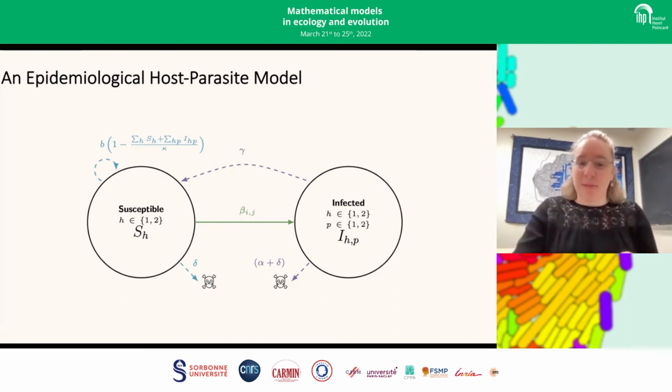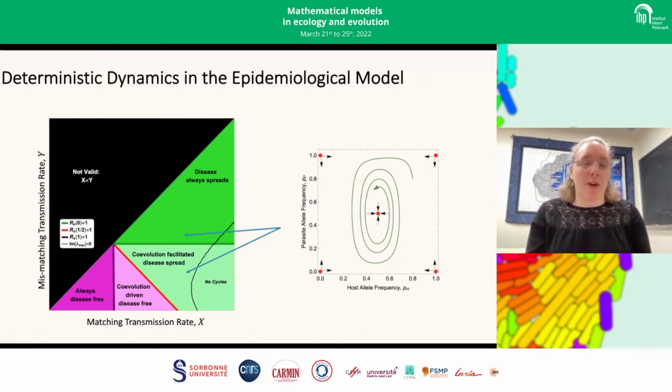You've now seen this kind of procedure we look at. We first look at what happens with the deterministic dynamics, and it turns out that this result is interesting in and of itself. So the traditional thing that determines the stability of an epidemiological model like the one we just presented is the basic reproductive rate. But now we have a coevolutionary epidemiological model. So this basic reproductive ratio, R naught, is now going to depend on the frequency of the host and the parasite. So a way to visualize this is to look at the matching transmission rate.